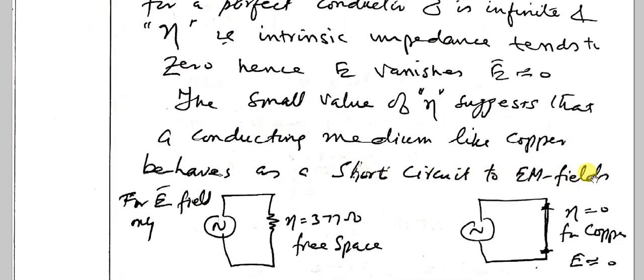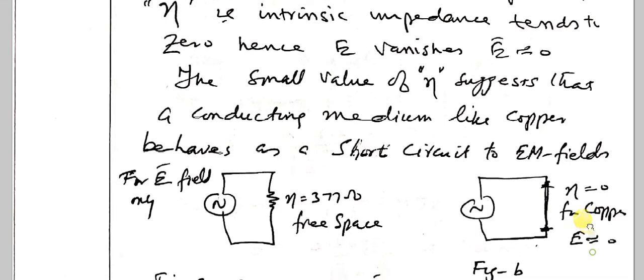The small value of η suggests that a conducting medium like copper behaves as a short circuit to the electromagnetic fields. If you consider free space, it has a certain resistance, a pure resistive medium. But the conducting medium acts like a short circuit to whatever voltage is applied, so E is equal to 0.